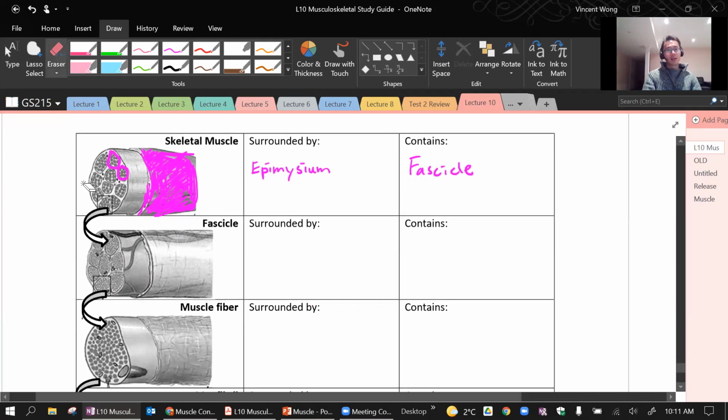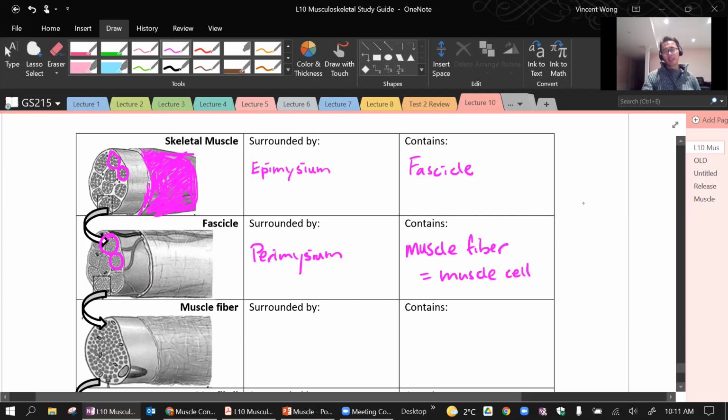Okay, next, if you take out a fascicle, what is the fascicle surrounded by? Help me out here, guys. Let me know you're with me. What should I fill in? Perimysium. Perimysium, that's right. So that's the perimysium. What does it contain? What are these little things? That is the muscle fiber, AKA muscle cell. One muscle fiber, one muscle cell.